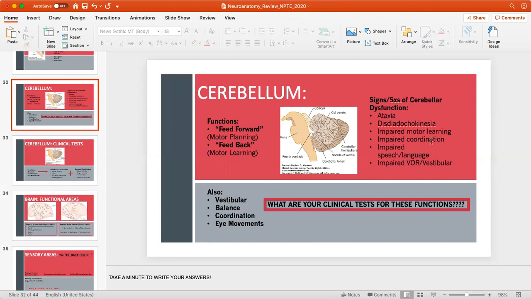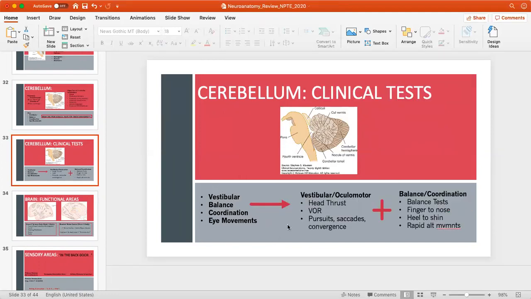So discoordination in multiple areas. So ataxia, discoordination of gait, dysdiadochokinesia, or the inability to perform rapid alternating movements. And you're also most likely going to see impaired motor learning, the ability to improve on motor skills or pick up novel motor skills. Impaired coordination, I already mentioned. You could have impaired cognition because of the cerebrocerebellum, or the part of the cerebellum that affects cognitive function. Could have impaired speech or language or vestibular functions, including potentially the vestibulo-ocular reflex.